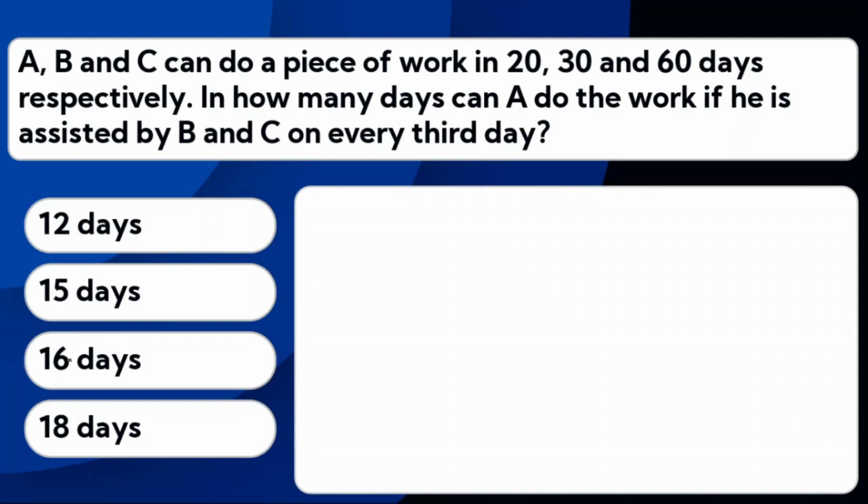Just look at this type of question. You have to generalize the time period of the work. How will we generalize the time period? Just look at it. A can do the work in 20 days, so per day he can do 1/20. B can do the work in 30 days, and per day he can complete 1/30th of the work. And C can complete the work in 60 days, so he can complete 1/60th of the work per day.